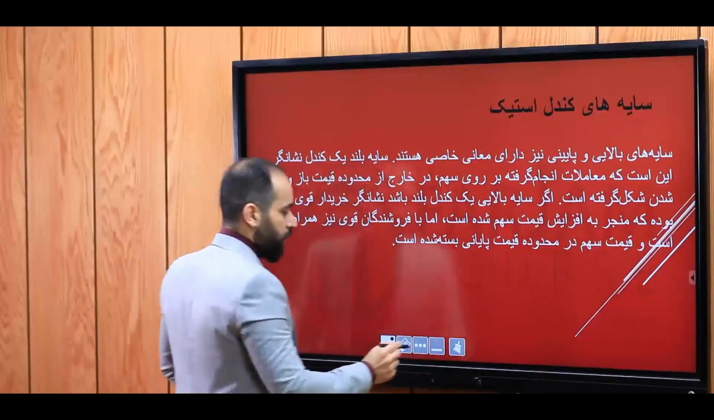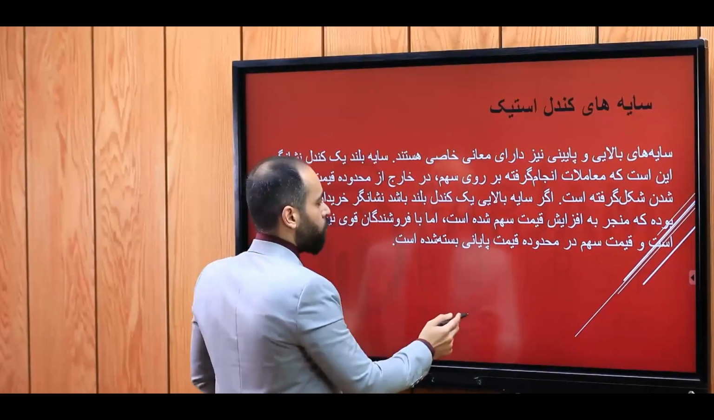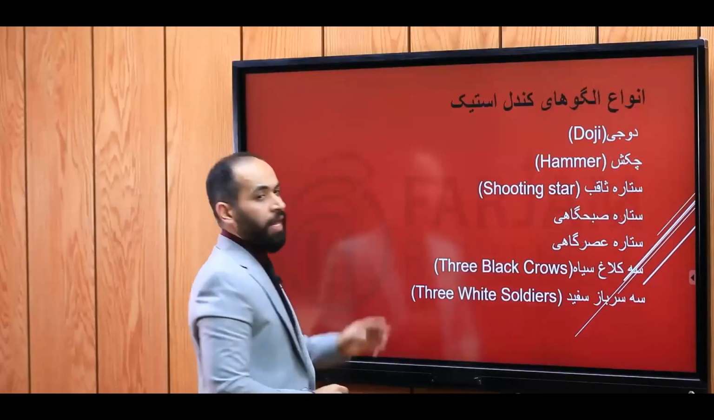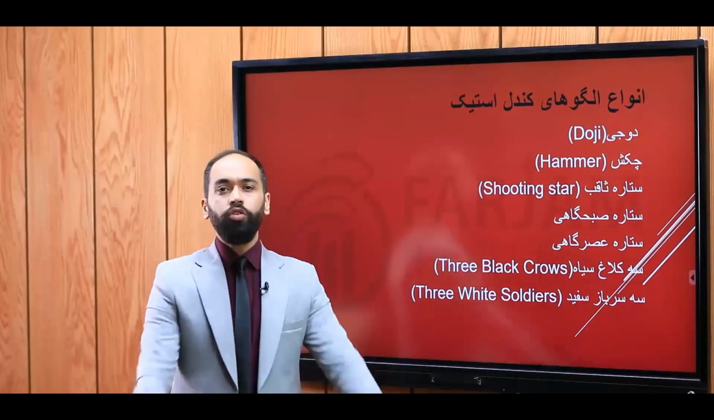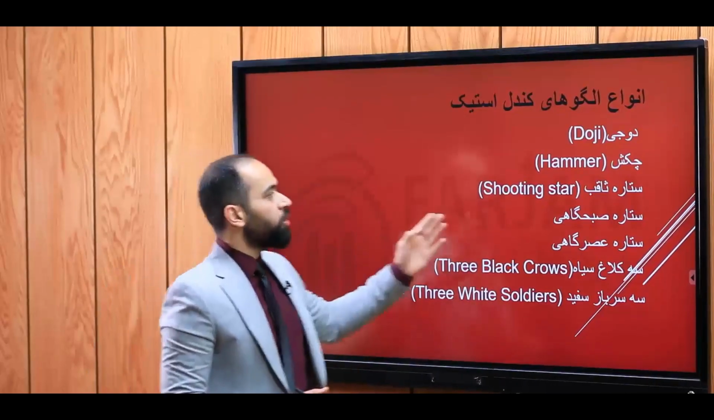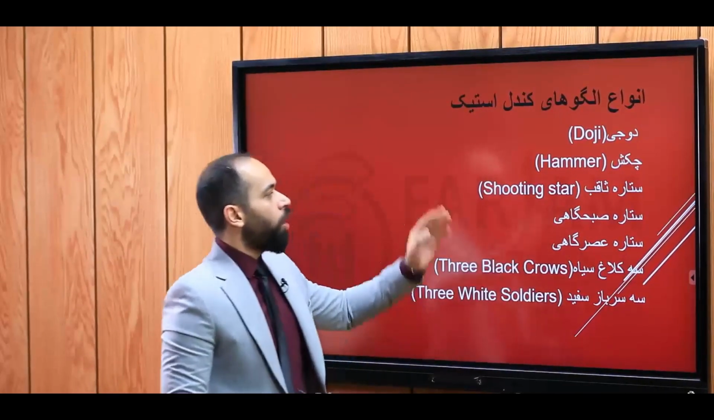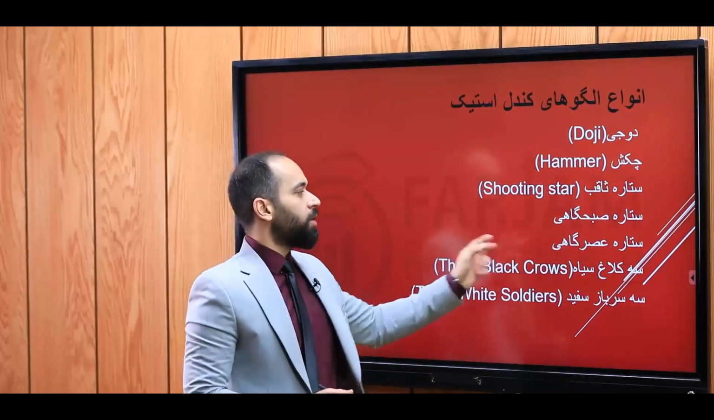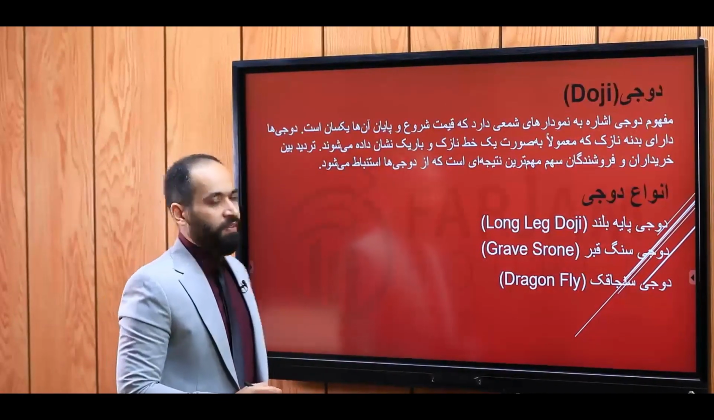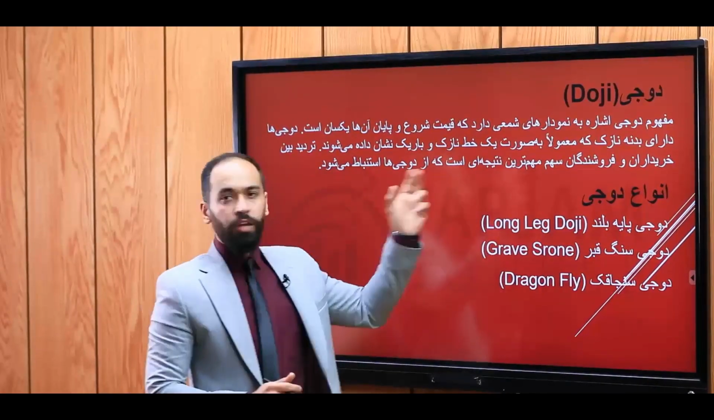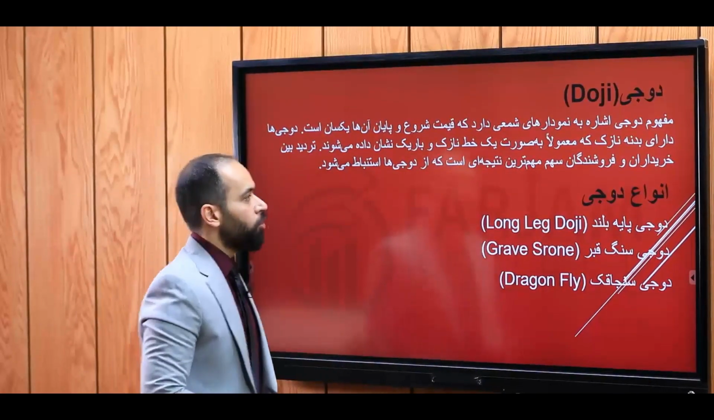Now let's go back to our discussion about shadows, which we talked about earlier. Some candles have different shapes, and based on their appearance we give them certain names, like what? Doji candle, hammer candle, or the same hammer, morning star, evening star, shooting star, 3 black crows, and 3 white soldiers. The first one we want to get more familiar with together is the doji candle.